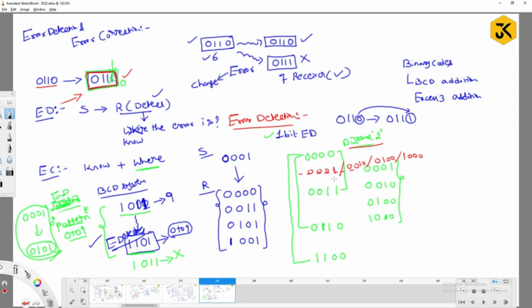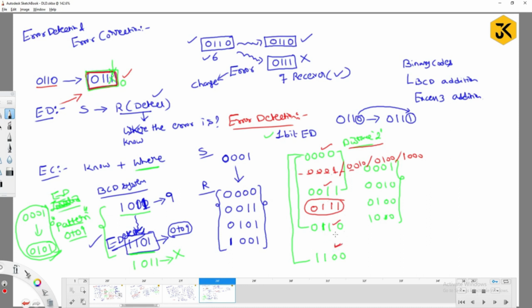Okay, fine. Observe, guys, if 0011 is modified to some other thing like 0111, is it valid data? No. Green references valid data, red references invalid, right? Does 0111 exist in the green pattern? No. So I can say that there is an error detected.